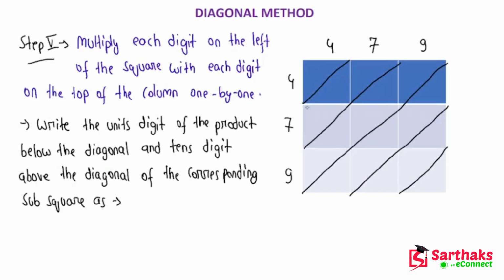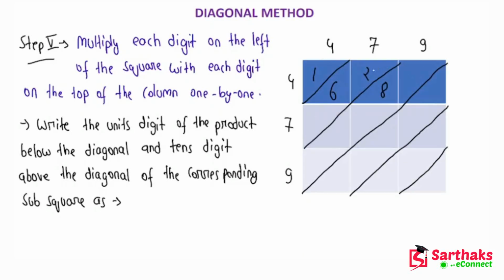What are subsquares? There are 9 subsquares actually. So they say multiply each digit one by one. We have to multiply 4 by 4, 4 by 7, 4 by 9. Similarly 7 by 4, 7 by 7, 7 by 9. Obviously there will be 2-digit numbers, so the unit digit should be written below the diagonal and tens digit above the diagonal. So 4 into 4 is 16. So write 6 here and 1 here. 4 into 7 is 28. So write 8 here, 2 here. You can see the unit digit of the product below the diagonal and tens digit above the diagonal.